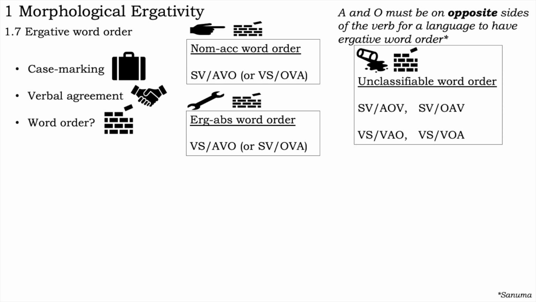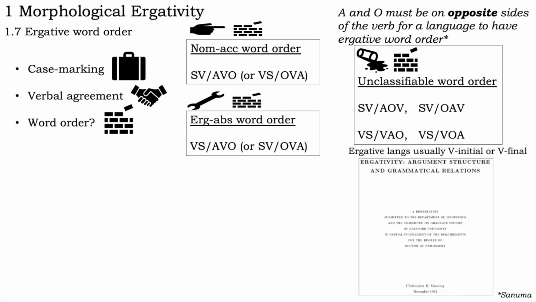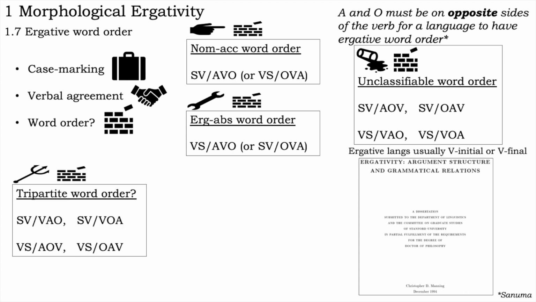For instance, if a language has SV/AOV word order, then it cannot really be said to have either accusative or ergative word order. This is why many otherwise fully ergative languages show no evidence of ergative word order. Ergative languages are usually verb initial or verb final, and of course such languages cannot be said to have either ergative or accusative word order. Another logically possible case is tripartite word order, where all three arguments are treated differently. This is only possible if S is on one side of the verb and A and O are on the other, such as SV/VAO. As far as I am aware, there is no language with such a system.